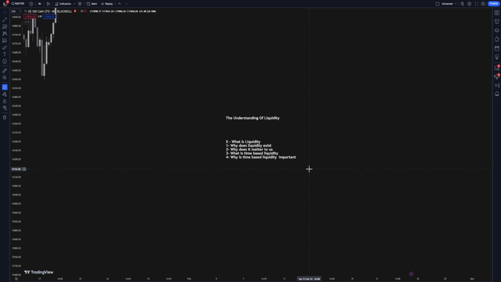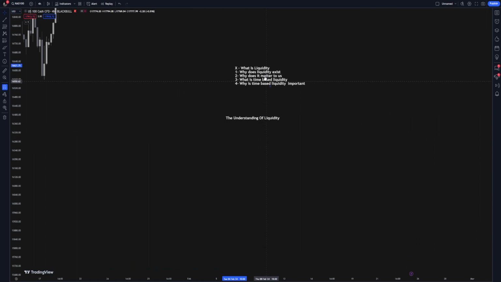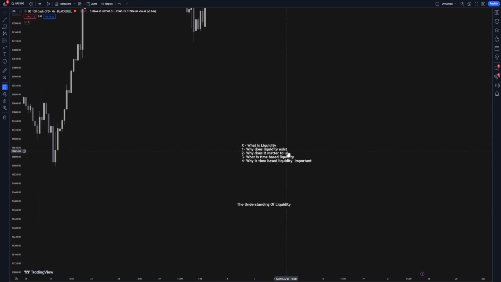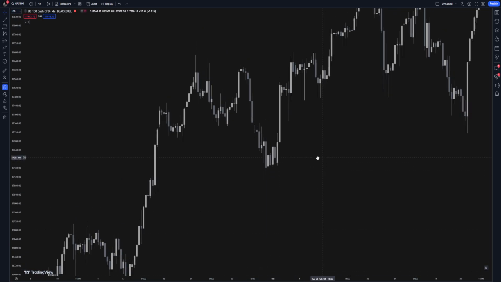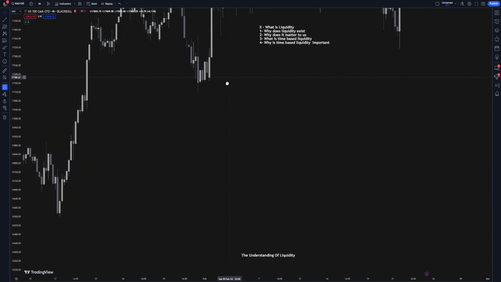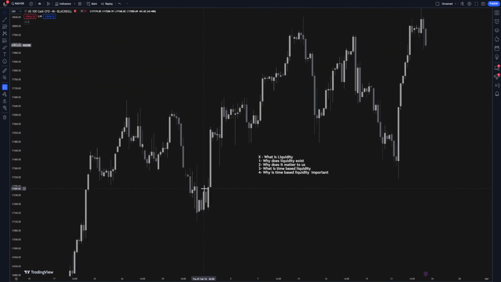I want to go over five important points here, and if there is more that I need to add, I'll definitely go ahead. I want to start with what is liquidity, and why does it exist and why it matters. Let's move on to price. Liquidity, if I want to be as simple as possible, is where traders put their stop losses. Now, we know it's not that simple.